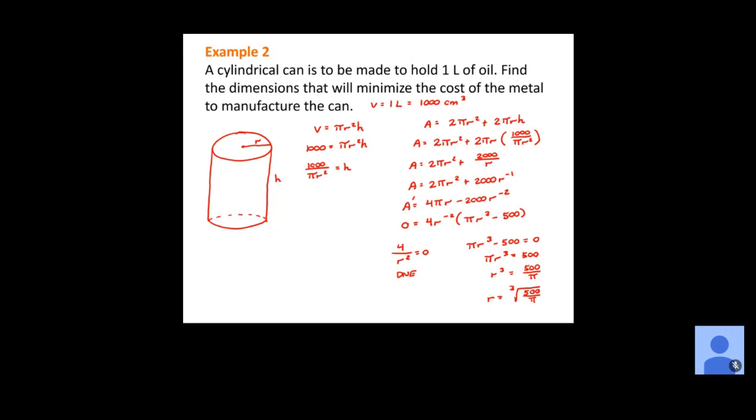Now, if you wanted to know an approximation for that, right, obviously you could put cube root of 500 divided by pi in your calculator, get a decimal, that's fine. This is an exact value though, right? And so in terms of our dimensions now, this is going to be one of the dimensions that we care about.